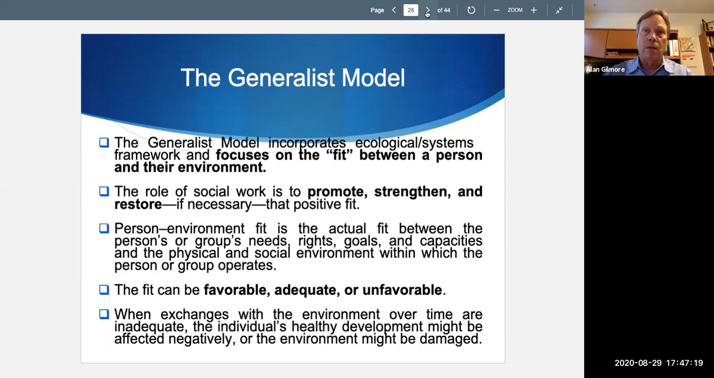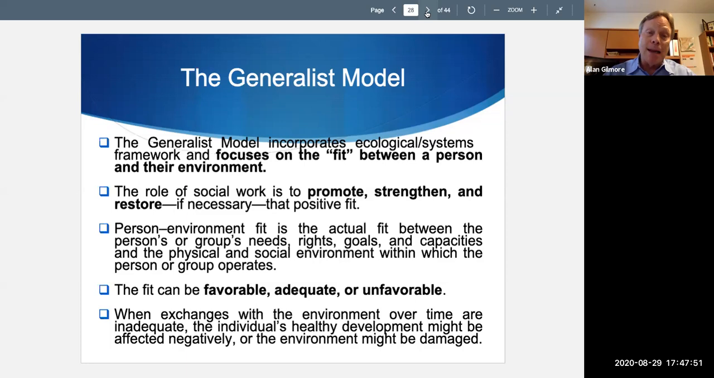I don't think we could let this moment go by without saying that the whole concept of Black Lives Matter, and the whole idea that we as a country are an environment that for over 200 years has not provided a very good fit for a significant piece of our population, and that's our African American population.